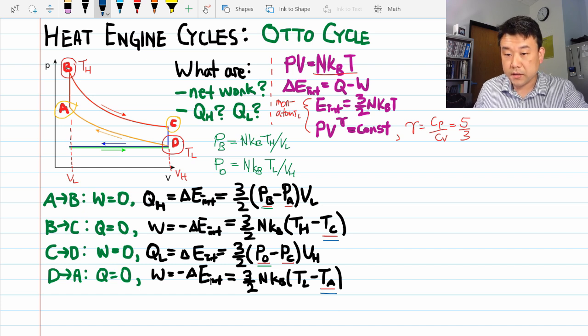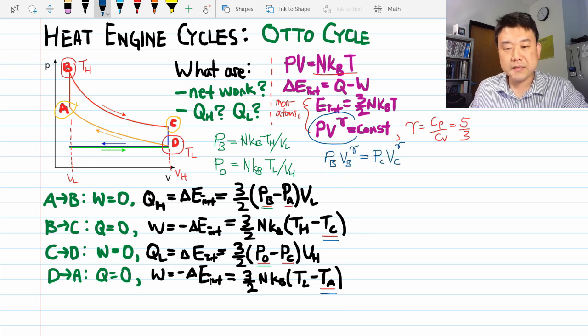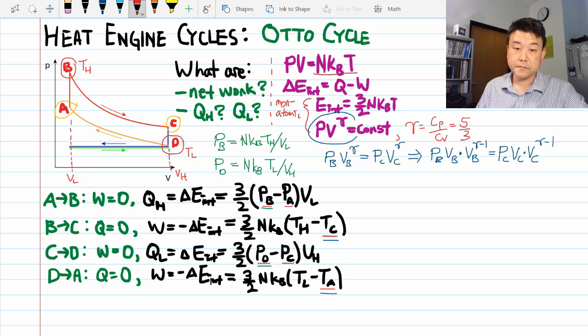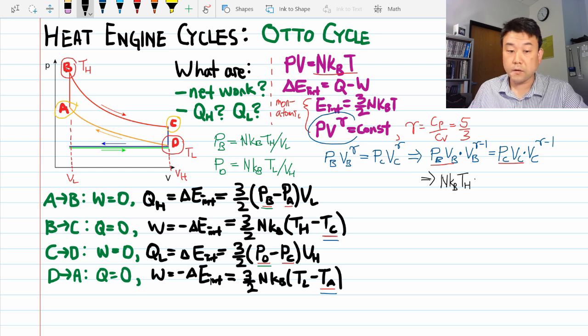The approach here is to utilize the adiabatic relationship that we know. C is related to B by an adiabatic process, so we can say this. Let me rewrite this in a slightly more suggestive form. I did that because when you have pressure times volume, you can relate that to the temperature directly using the ideal gas law. So we get this. At point B, the temperature is TH and the volume is VL. And I can express the temperature at point C.